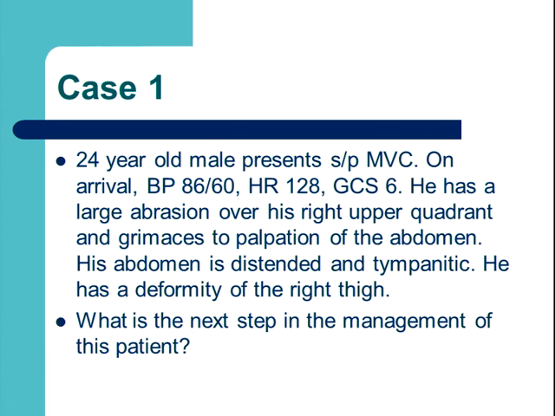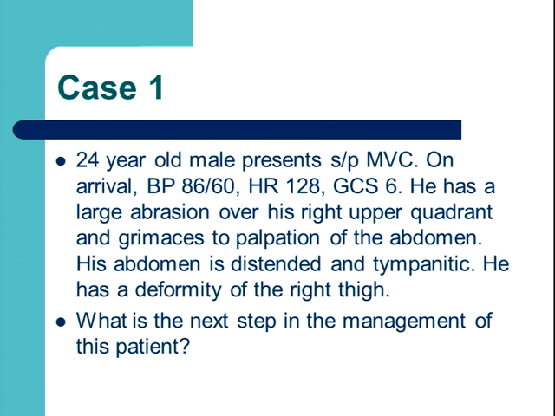So the first case is a 24-year-old male who is in an MVC. He arrives with a blood pressure 86/40, or 86/60 rather, heart rate 126, Glasgow of 6. So this is a hemodynamically abnormal patient with blunt trauma who also has altered mental status. Okay? He has a large abrasion over his right upper quadrant. He grimaces to palpation of the abdomen. His abdomen is distended and tympanitic. He has a deformity of the right thigh. What's the next step in the management of this patient?